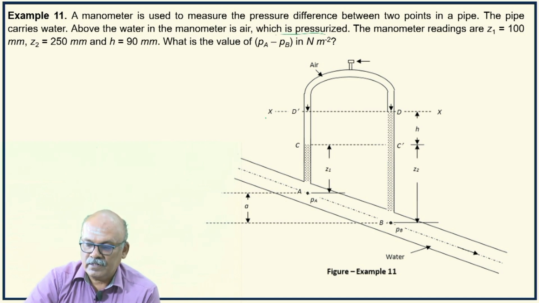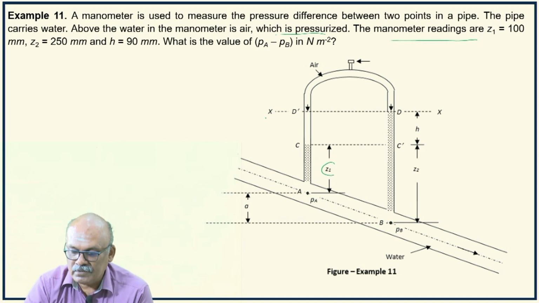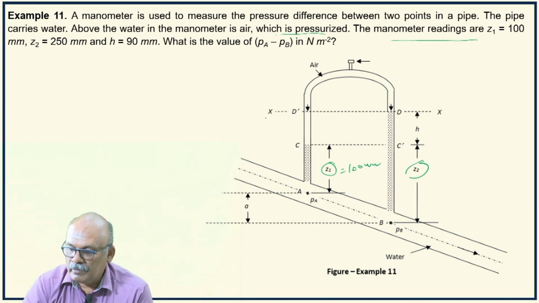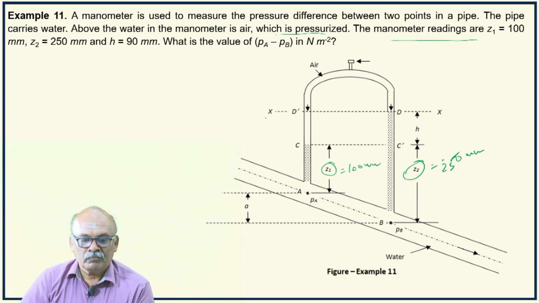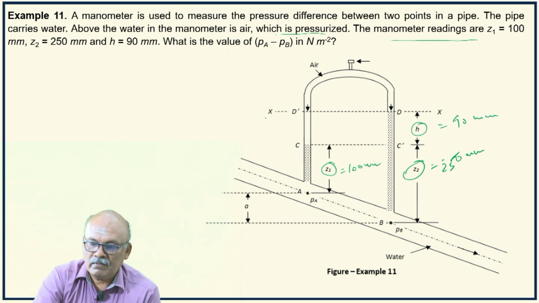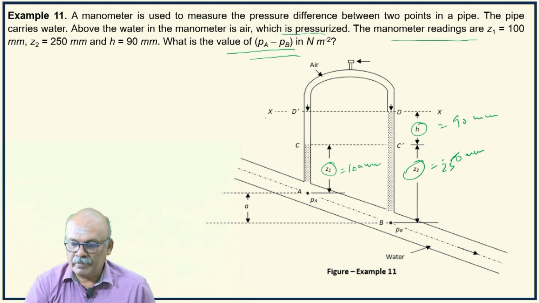When the pressures are transmitted through the limbs, the manometer readings are Z1 equal to 100 millimeters, Z2 equal to 250 millimeters, and H is equal to 90 millimeters. What is the value of PA minus PB in Newton per meter square? So you are asked to find out the pressure difference between A and B in Newton per meter square.